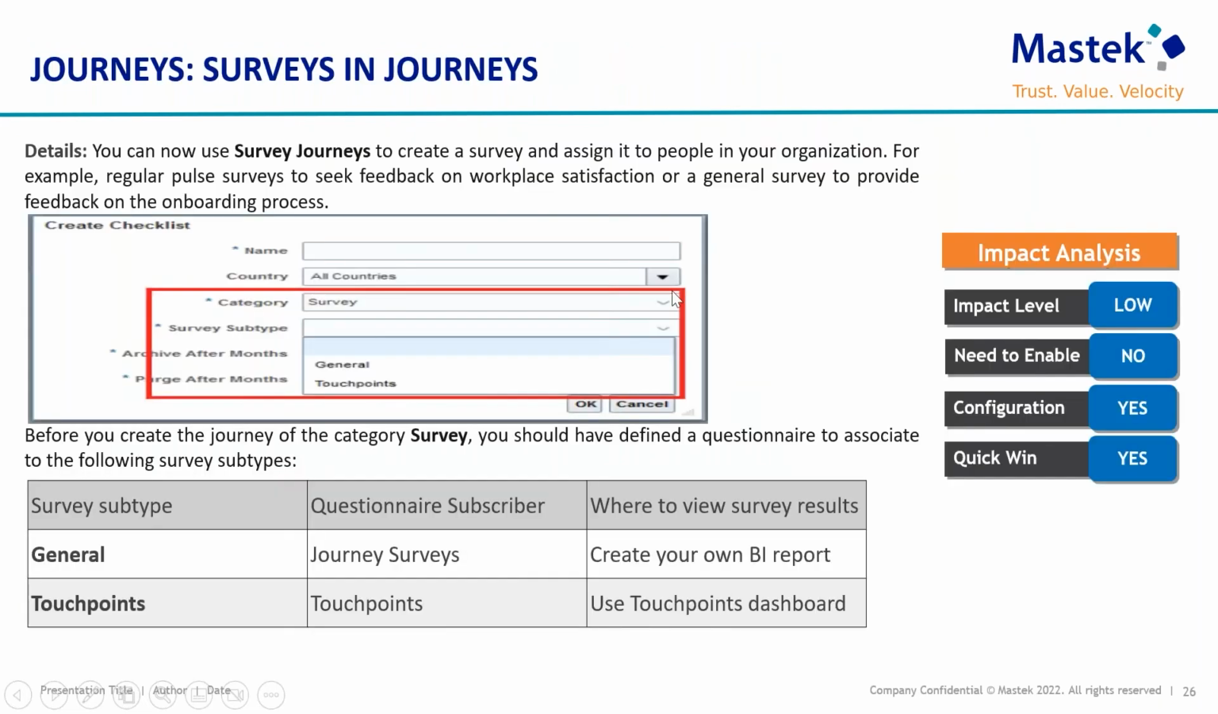And talking about the other feature, the new feature that has come, we have surveys also in our journeys now. The category of this journey should be selected as a survey when we create a journey, and it needs a configuration. A new journey has to be configured for the survey type with the questionnaire that has to be already created well before you create a journey, either with the questionnaire subscriber as a journey surveys or touchpoints.